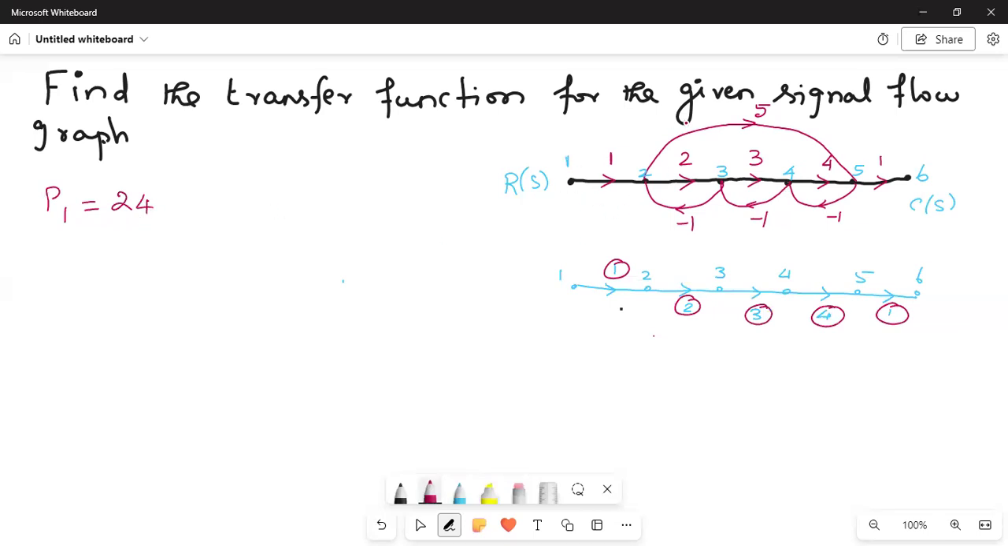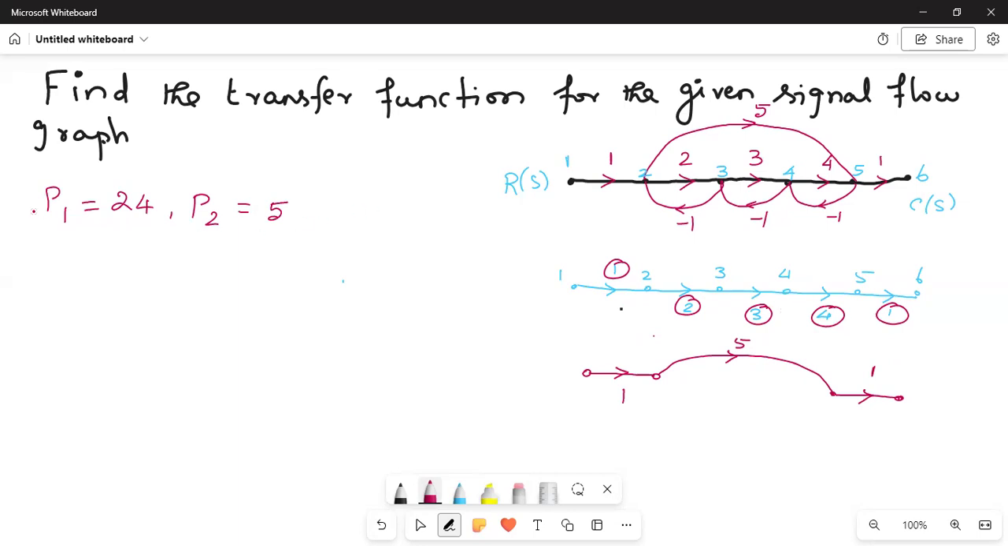Then next I am going to check what is the next forward path. So the next forward path is node 1 to node 2, then node 2 to node 5, then 5 to 6. Here the gain value is 1, here the gain value is 5, here the gain value is 1. Okay, so this is the second forward path. So you have to find out the gain value. For the second forward path, the gain value is represented as P2. So P2 is equal to 5, because 1 is multiplied with 5, then 5 is multiplied with 1. So 5 into 1, 5. Okay. So in this problem, the total number of forward paths is 2.